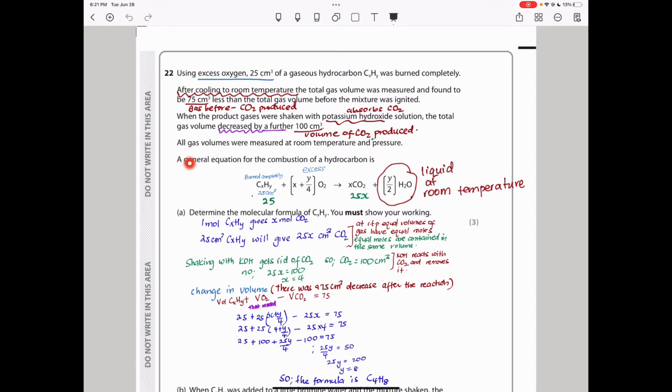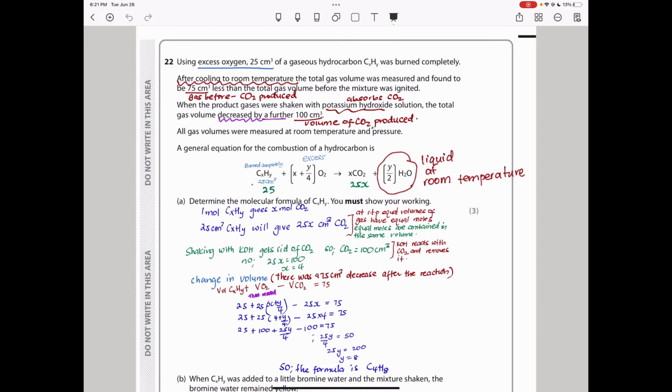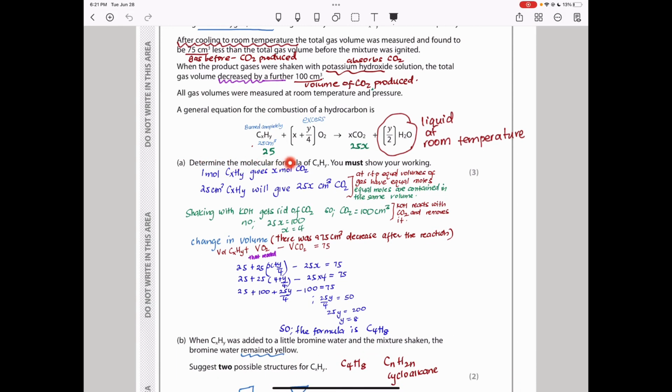So they said a general equation for the combustion of a hydrocarbon is as below. So you remember this burnt completely. How do we know? Because they used excess oxygen. Using excess oxygen was to ensure that the hydrocarbon burns completely, and if it burns completely, it will produce carbon dioxide and water. Everything occurred at room temperature. So the first question is asking, determine the molecular formula of CxHy. You must show your working clearly.